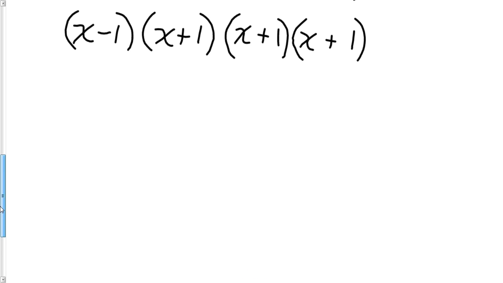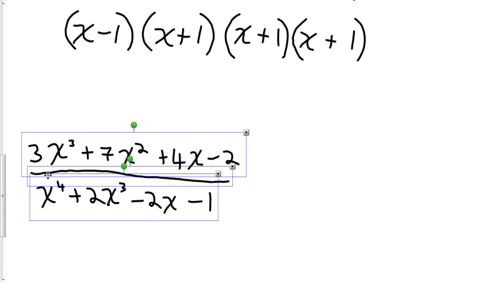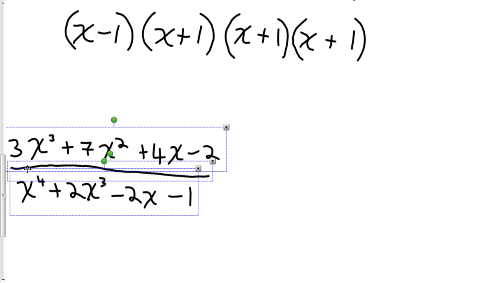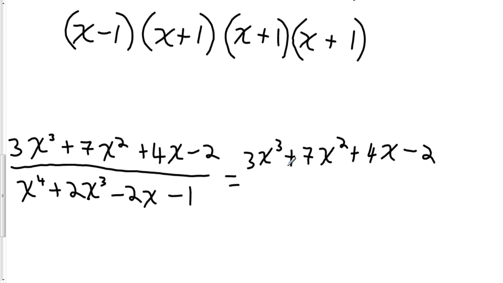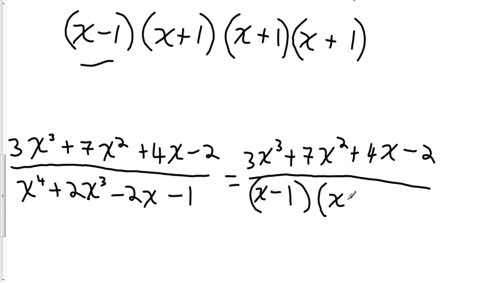And we now know that this rational expression is actually equal to, can be rewritten this way, 3x cubed plus 7x squared plus 4x minus 2, all divided by x minus 1, which is this first factor here. And then we have these three factors of x plus 1. So we have x plus 1 to the third power.